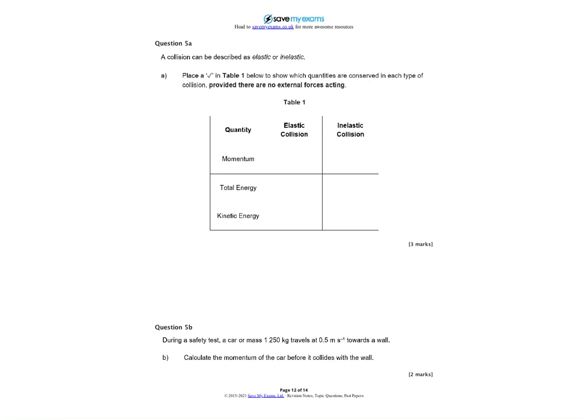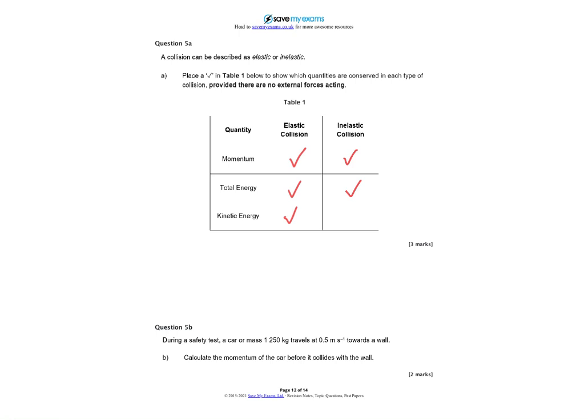On to question 5. A collision can be described as elastic or inelastic. Place a tick to show which quantities are conserved, provided there are no external forces acting. We know that momentum is always conserved, regardless of what kind of collision it is, and that's the same for the total energy. But as the previous question showed, kinetic energy is not always conserved because that was an inelastic collision. It is in an elastic collision.